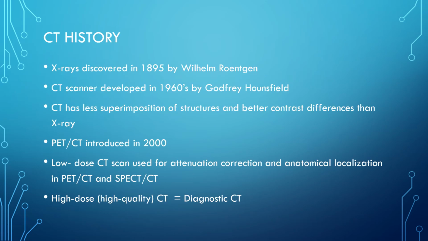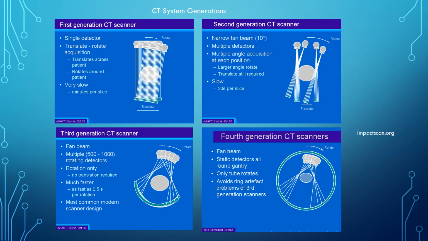So a little bit about CT history. The first one was developed by Godfrey Hounsfield in the 60s. PET-CT was introduced in the year 2000. The low-dose CT scan is used for attenuation correction and anatomic localization, and high-dose CT is used for diagnostic CT.